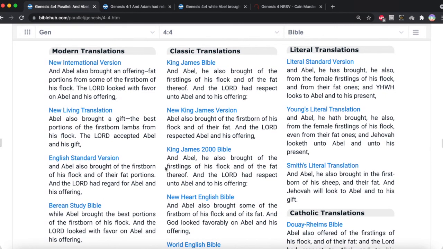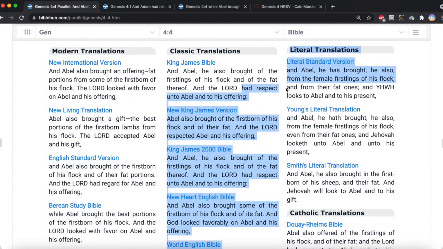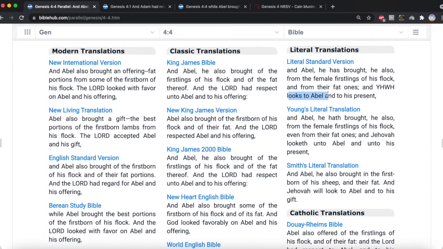Whereas just from looking at all the English ones together, we can guess, and don't worry, we're going to get to the Hebrew in a moment, that it's going to be the same Hebrew verb. But right now we're just comparing all the different English. So we've got with favor, had respect, looks to Abel, and this is one of the more literal ones, looketh unto Abel, look to Abel.